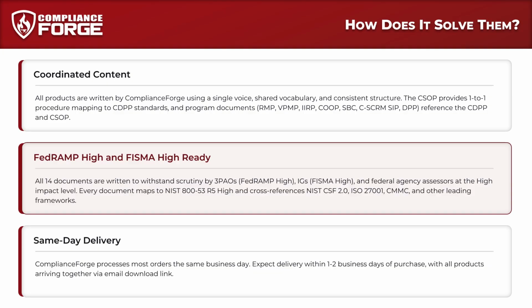The second is FedRAMP High and FISMA High readiness. Every document is written to withstand scrutiny by third-party assessment organizations, inspectors general, and federal agency assessors at the high impact level. Every document maps to the high baseline and cross-references NIST CSF 2.0, ISO 27001, CMMC, and other leading frameworks.